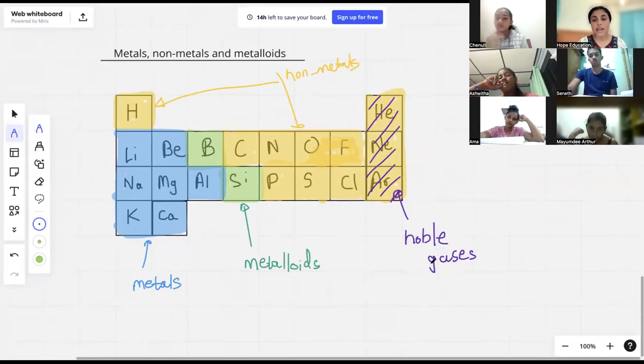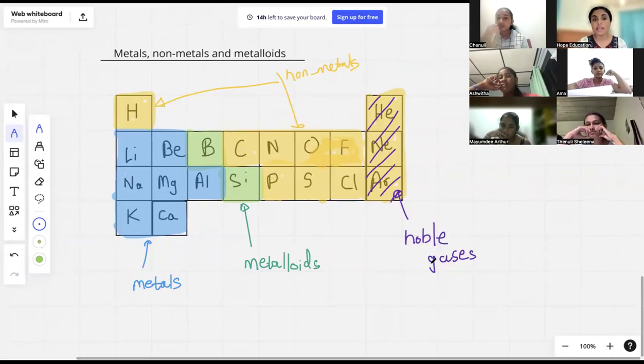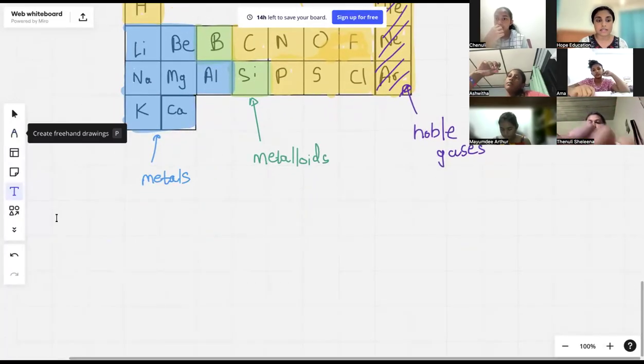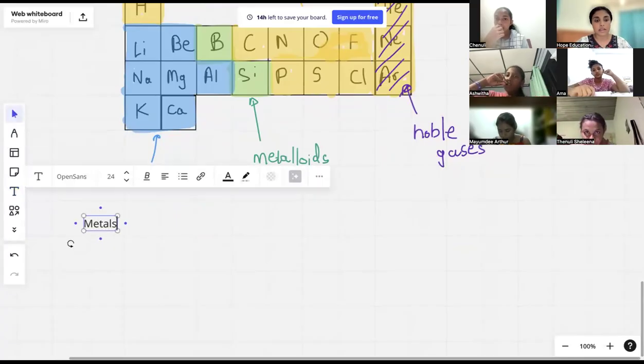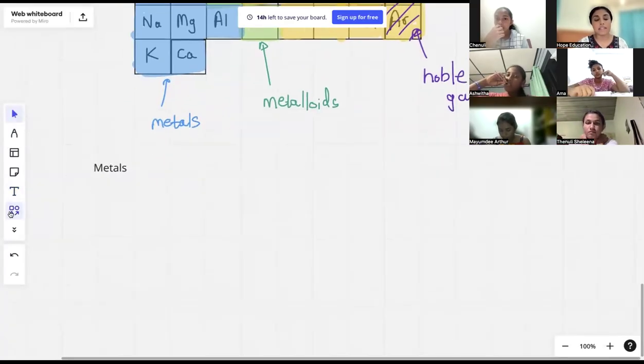We have metals, we have non-metals, we have metalloids, and we have noble gases, right? So we are going to be talking about each and every type, right? What metals are, what non-metals are, and what metalloids are. So we'll start with metals, right? We'll start with metals. Now in grade 9 you have learned about metals.